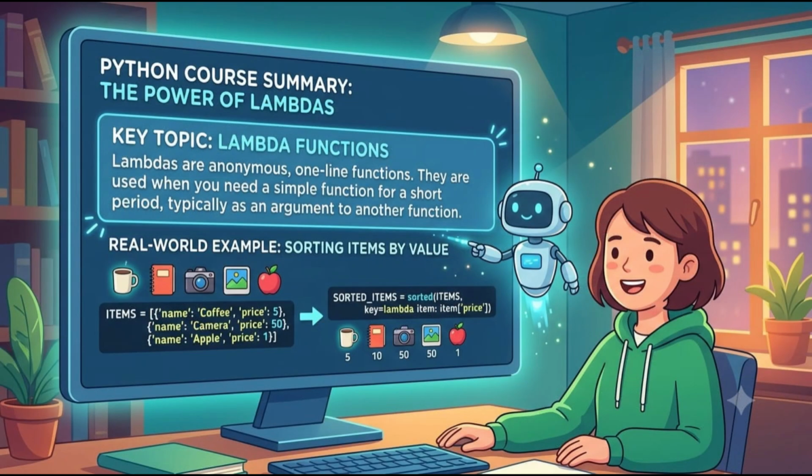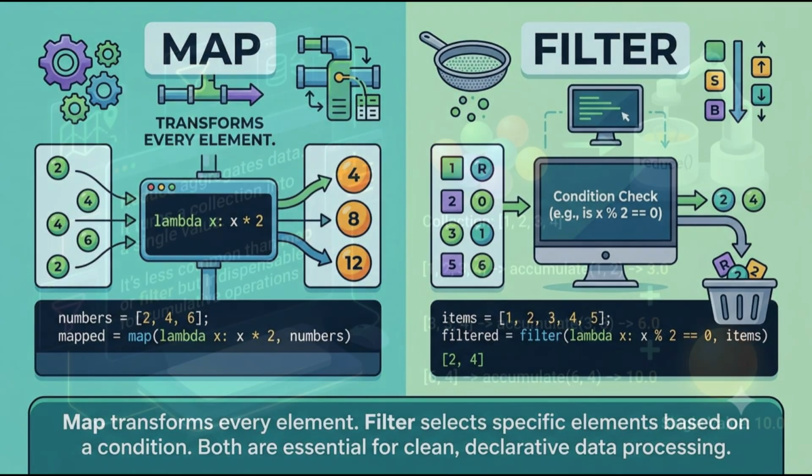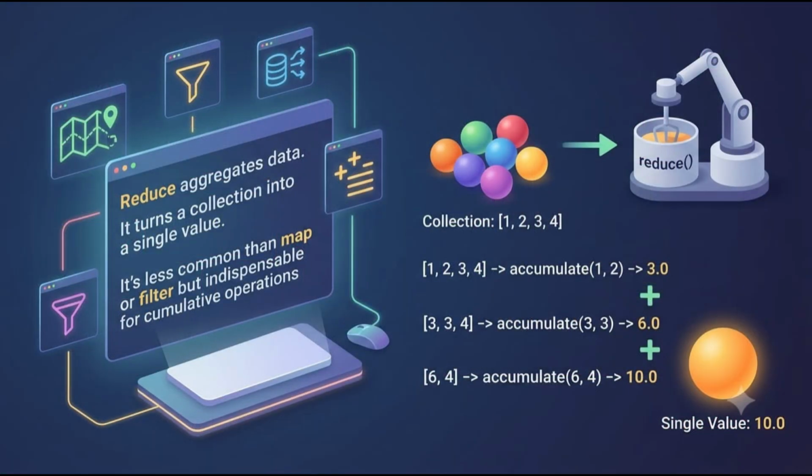To wrap up, lambdas are anonymous, one-line functions. They are used when you need a simple function for a short period, typically as an argument to another function. Map transforms every element. Filter selects specific elements based on a condition. Both are essential for clean, declarative data processing. Reduce aggregates data. It turns a collection into a single value. It's less common than map or filter but indispensable for cumulative operations.